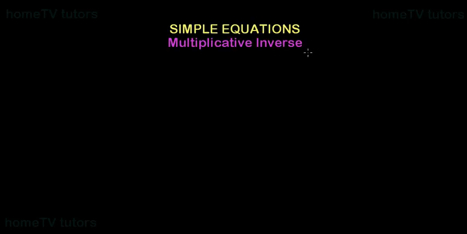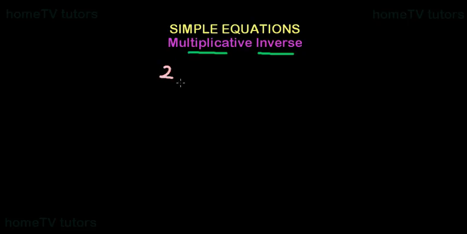Multiplicative inverse. If the product of two numbers is equal to 1, we say that each number is the multiplicative inverse of the other. What do we mean by that?